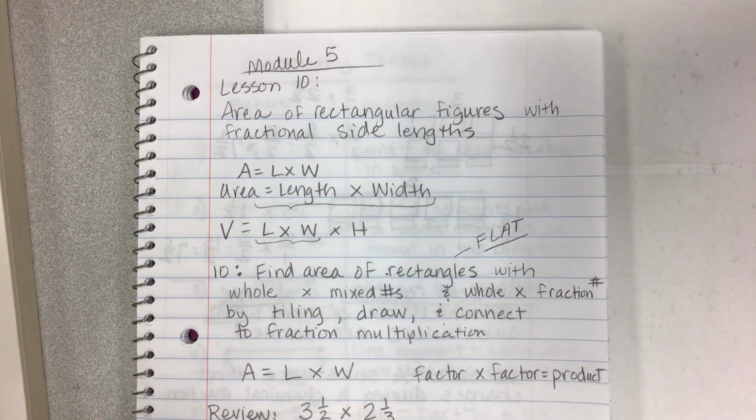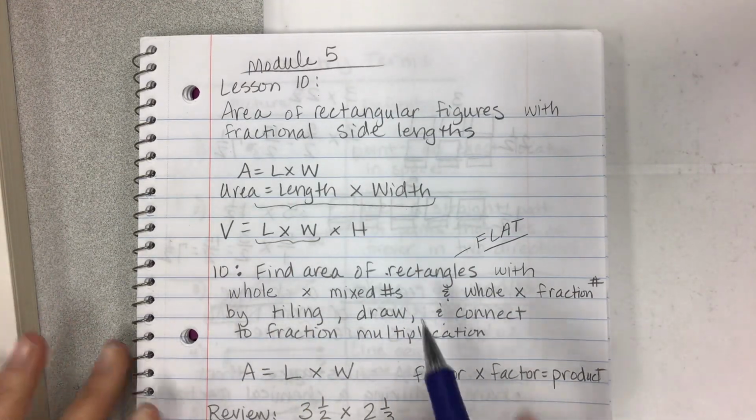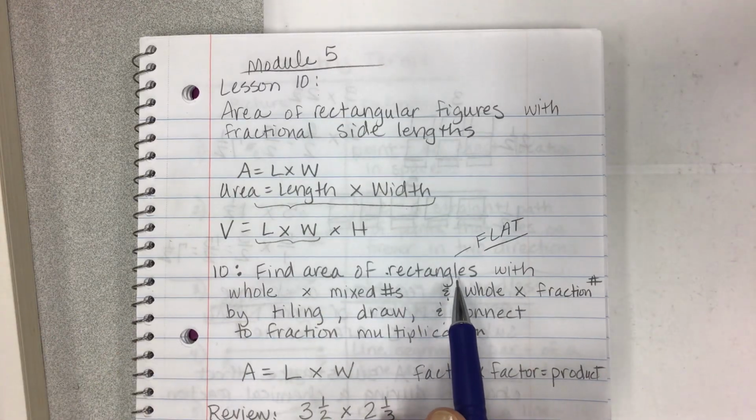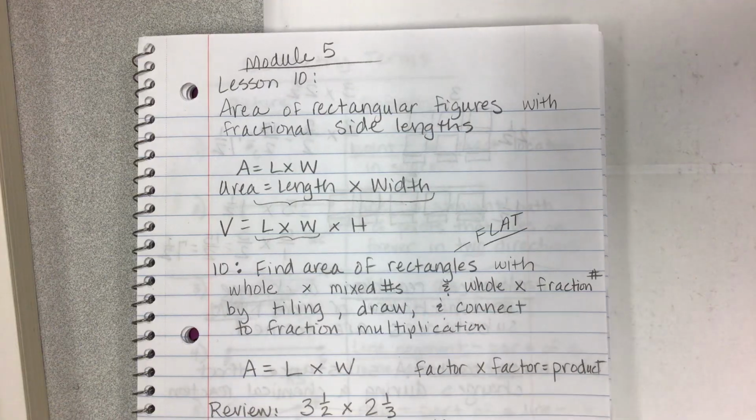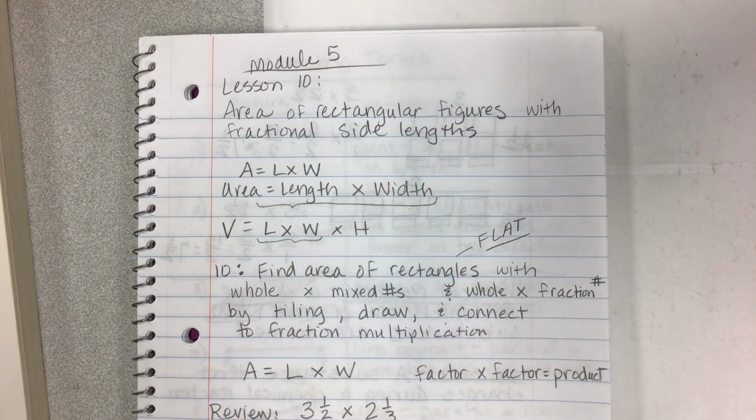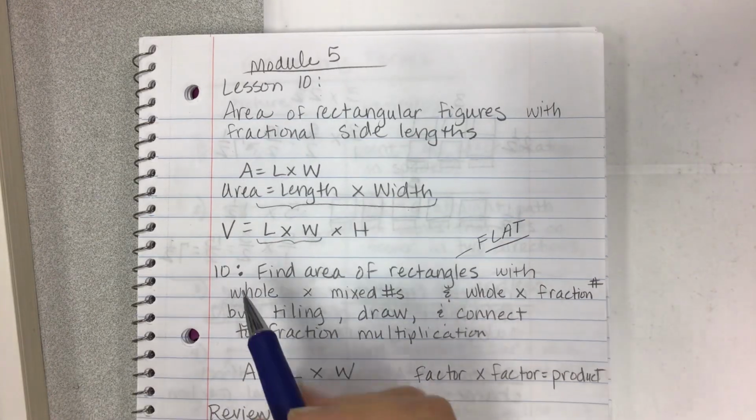So we've done volume, and now we're going to kind of pull back and just find the flat area of different rectangles. It's really mostly squares, but as you know, squares have a lot of attributes that you can call rectangular attributes. So anyway, we'll get into that when we do geometry.